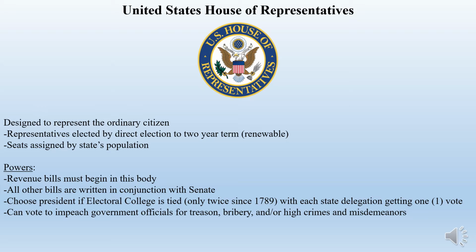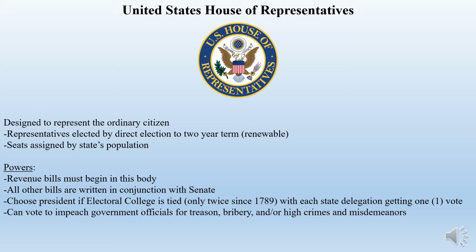All other bills are written with the Senate. They can start in the Senate and come to the House. They can start in the House or go to the Senate. As I said before, the only difference to this is revenue bills have to start in the House. But everything else, they can start in one and end up in the other. But they have to agree. So all bills that are written have to be written with the Senate.